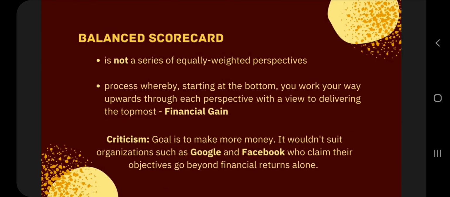Therefore, seeing the balanced scorecard from a strategy mapping point of view, where you start at the bottom to get your ultimate goal of increased profit, is significantly more effective than interpreting it as a simple set of quadrants of goals among the four perspectives. One of the criticisms is that it all boils down to making more money. As a result, it would not be appropriate for government entities or firms such as Google and Facebook who profess to have goals other than maximizing financial profits.